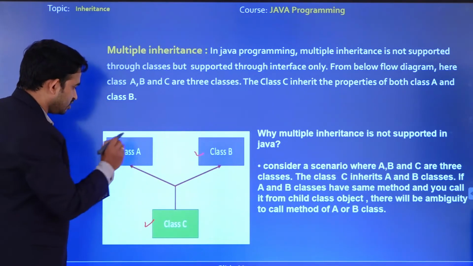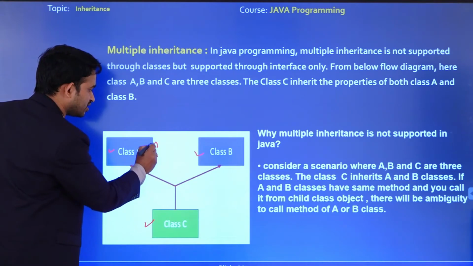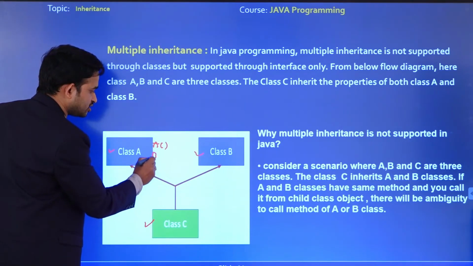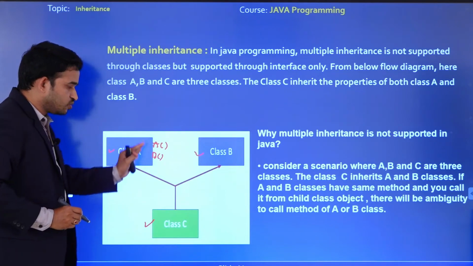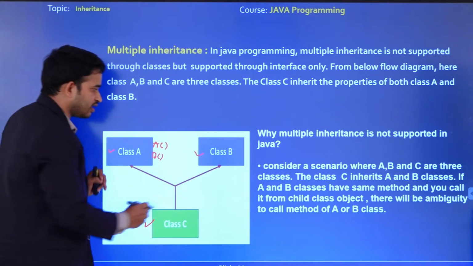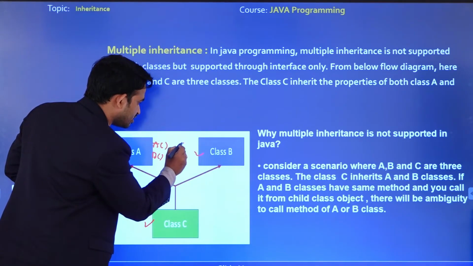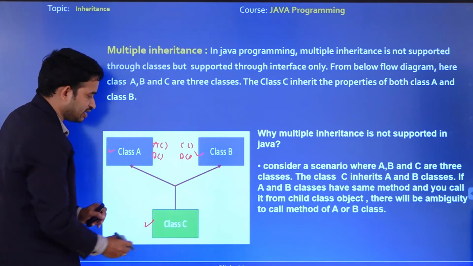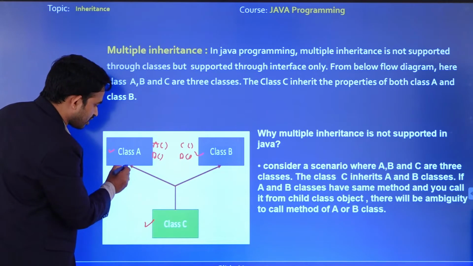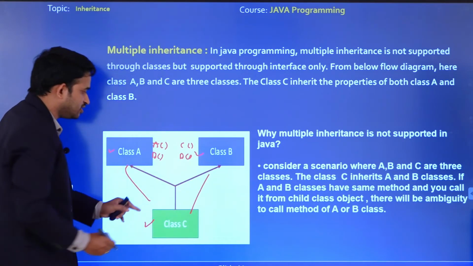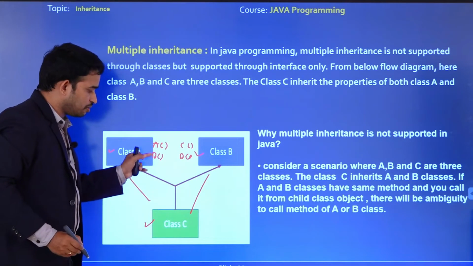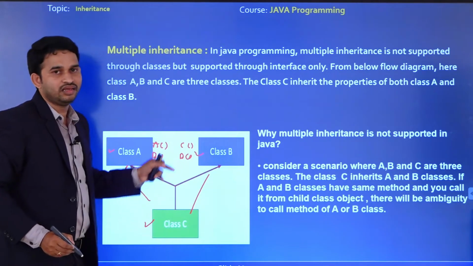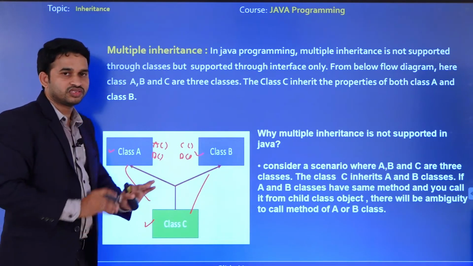For example, just assume here I am declaring one method in class A, one more method B. These two methods belong to class A. Here I am declaring one more method, that is C. Here one more method is D. Here class C, I can acquire the properties from class A and class B. Means we can acquire the A method, B method, C method, D method. If you are following this approach, there is no problem.